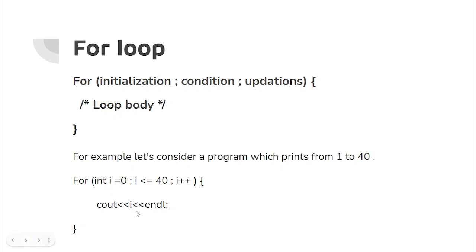Now it will print the value of 1, then it will go back again and again until the statement becomes false. So this is the main basic idea of for loop. There will be initialization, condition, updations. Okay, so this is the main part.